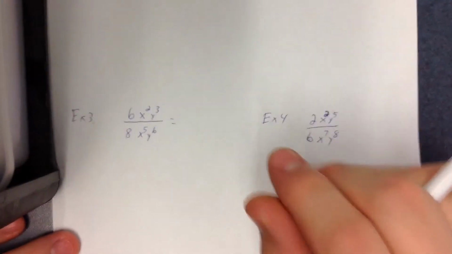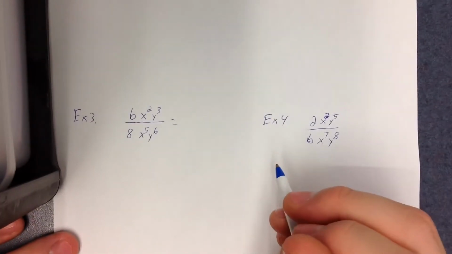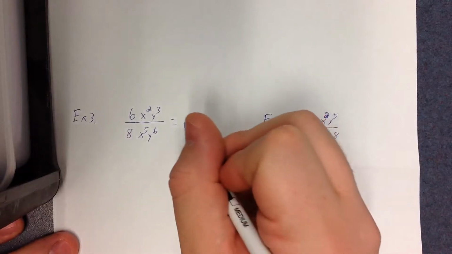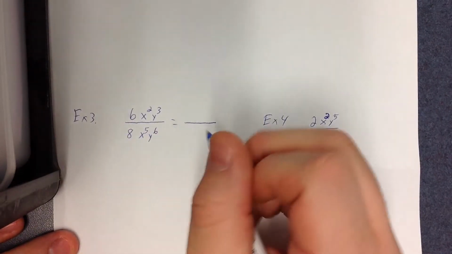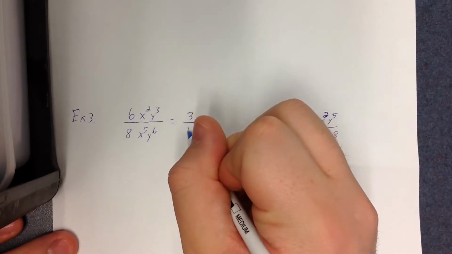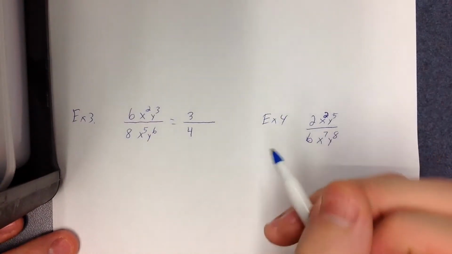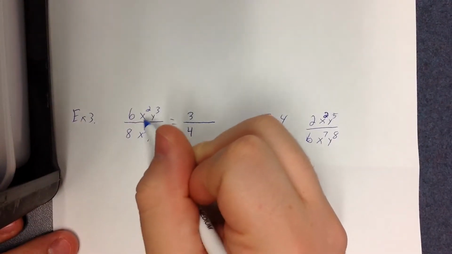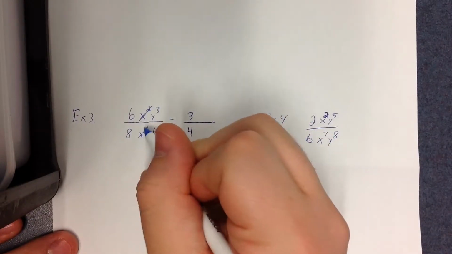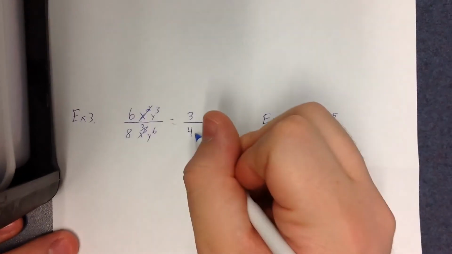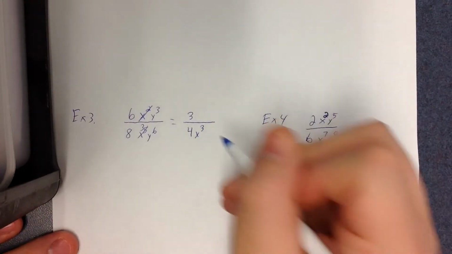Example 3, 6x squared y to the third over 8x to the fifth y to the sixth. So 2 goes into 6 and 2 goes into 8. 2 goes into 6 3 times and 8 4 times. X squared and x to the fifth, so I can cancel out the smaller one. I can cancel out 2 of them, which leaves me with 3 x's on the bottom, so x to the third stays on the bottom.